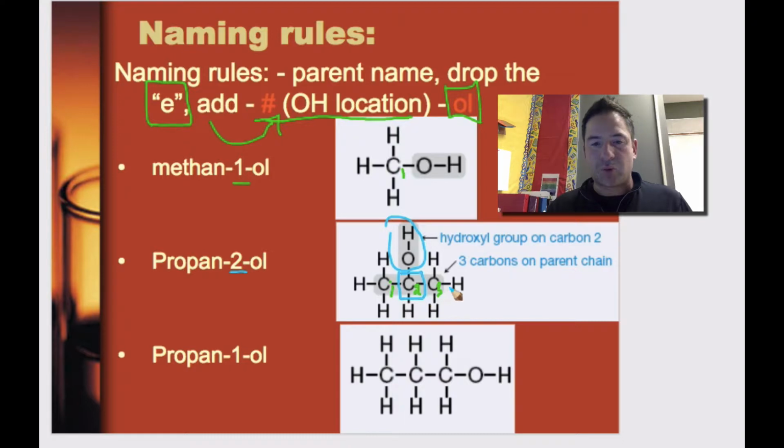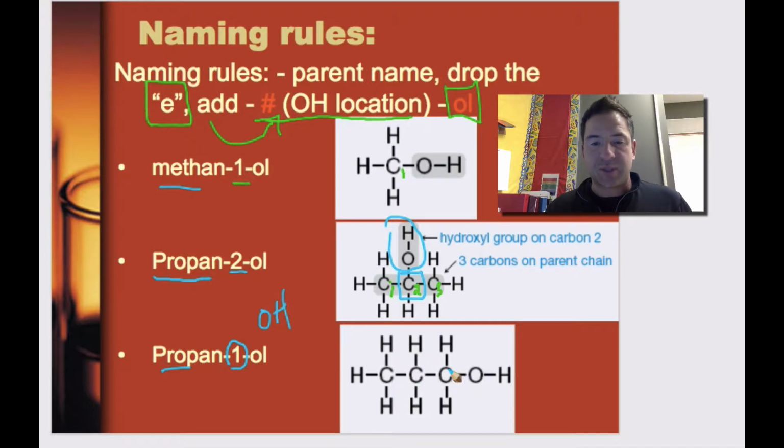Now, why was it propan? Why would it be prop? Because 1, 2, 3 carbons on your table of alkanes is going to represent prop. Meth is 1, prop is 3. If I want to add another one, ethanol, eth is 2. Butanol, but is 4, means 4 carbons. And this 2 here represents the location of the OH.